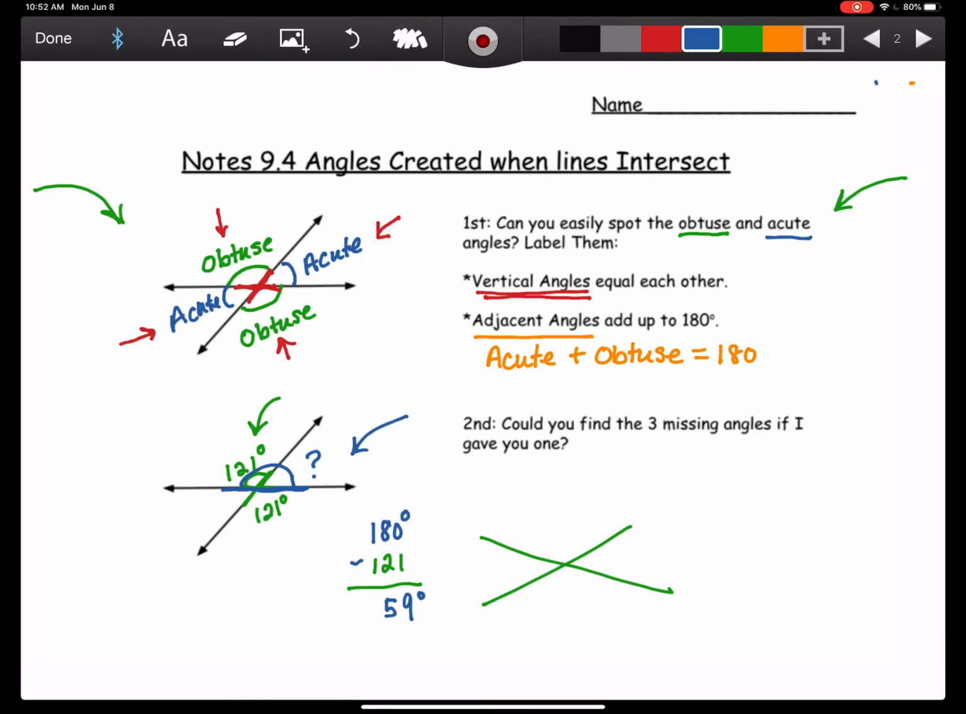Okay. And I end up with my degrees, my acute number of degrees for this angle. Now, if this angle is 59 degrees, then the angle it's pointing to, which is over here, is also 59 degrees. Okay?